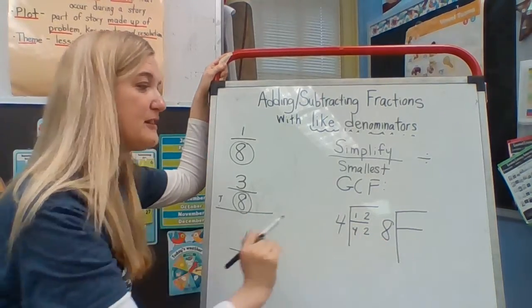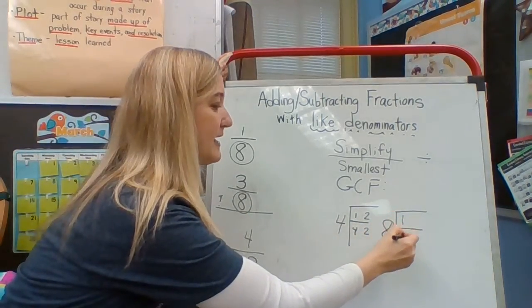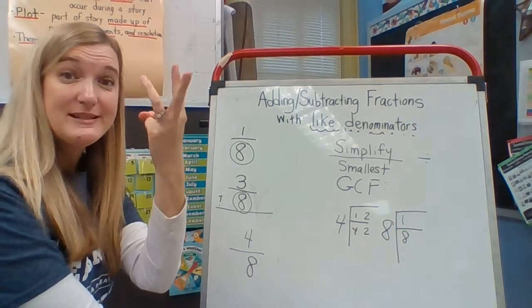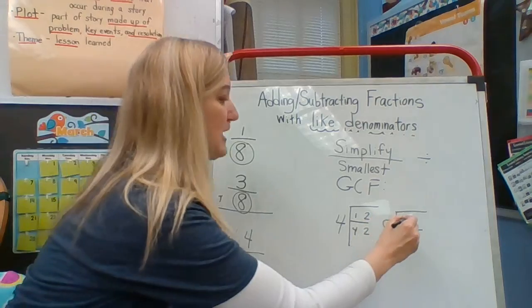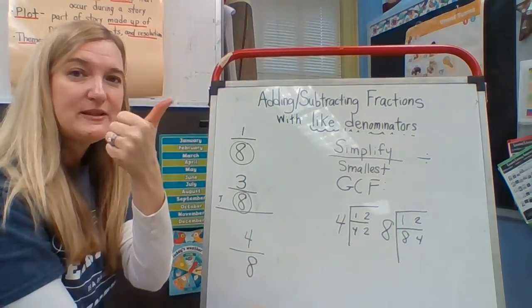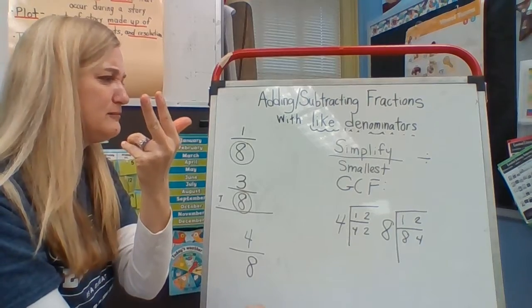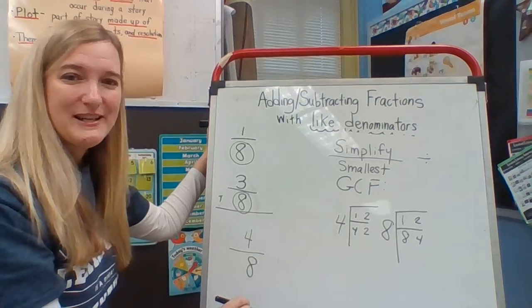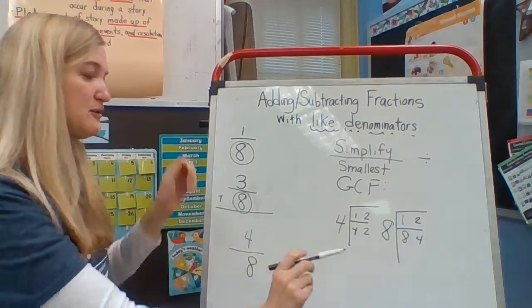Let's slide on over to the 8. I know 1 times 8 is 8. Let's try 2. 2, 4, 6, 8. 2 times 4 is 8. Let's try 3 just to see. 3, 6, 9, 12. Not going to work. And I don't have to try 4 because 4 is already done. So we have found all the factors for 4 and 8.